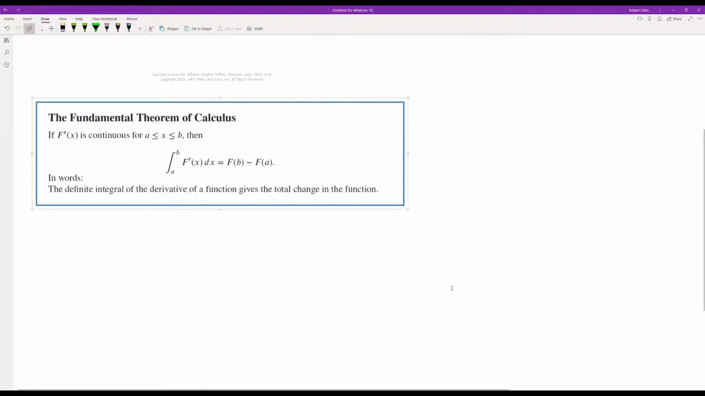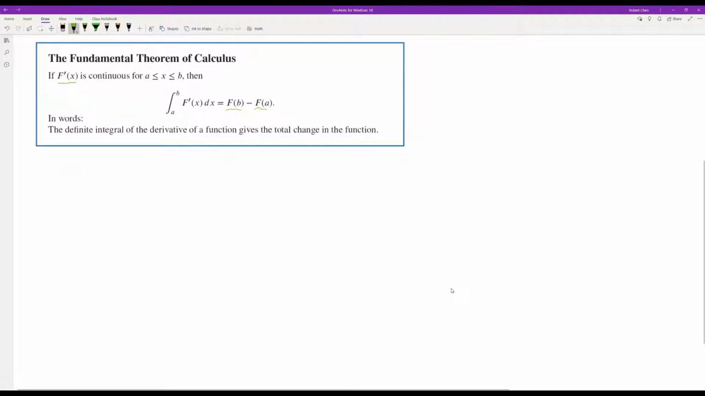If f prime is continuous on the interval between a and b, then the definite integral of f prime of x going from a to b is the function f, which is before the derivative, f of b minus f of a. In words, the definite integral of the derivative of a function gives the total change in the function. So let's do a quick example.